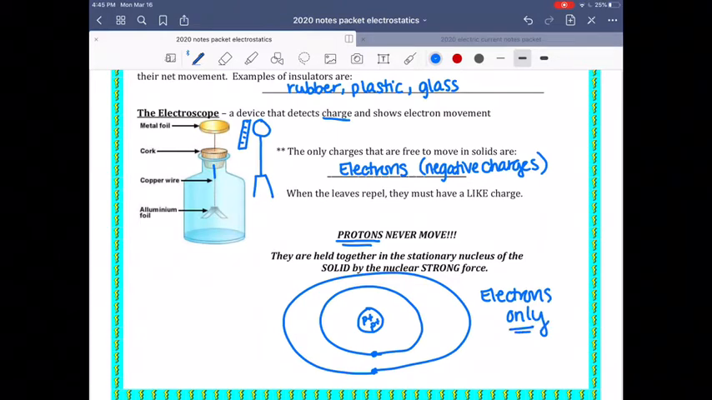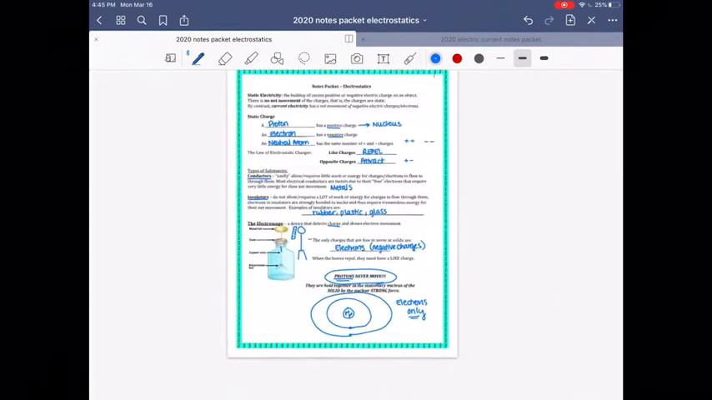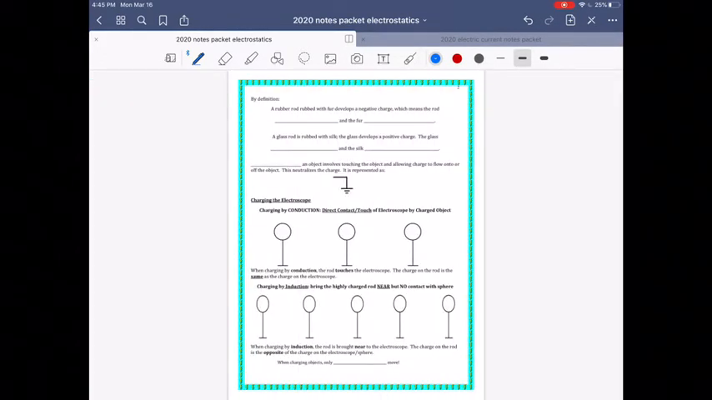And this is a good multiple choice strategy if you think about it. You can always cross out the questions that ask you anything about protons moving. Protons never transfer. Protons never move. Now let's flip to the next page.